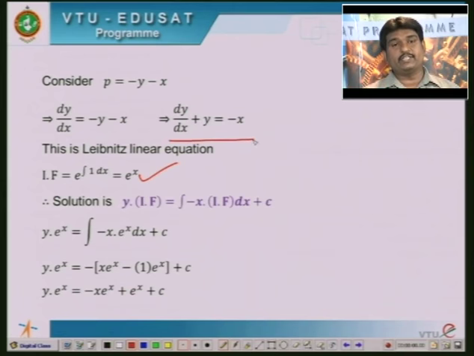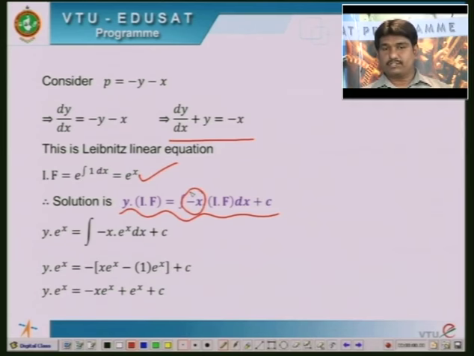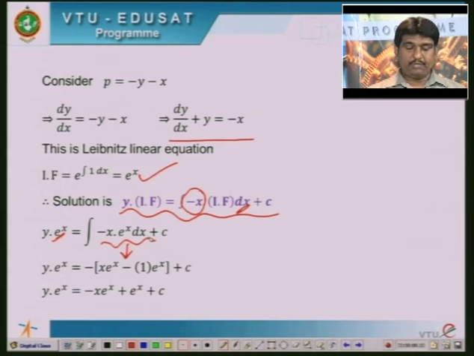Now the solution of this Leibniz equation is y into integrating factor equals integration of right hand side, which is minus x, into integrating factor with respect to independent variable plus constant of integration. Now write IF as e to the power of x: y into e to the power of x equals integration of minus x into e to the power of x dx plus c. Now you integrate this by parts or Bernoulli's rule, which is an extension of parts.